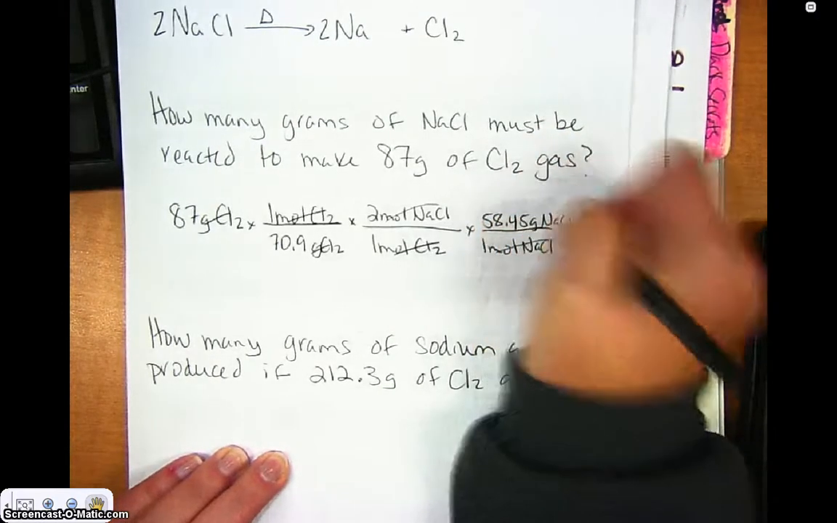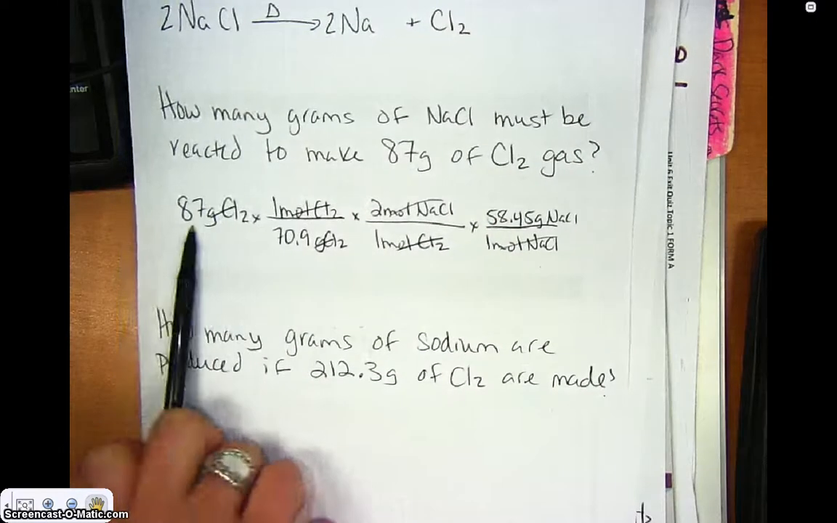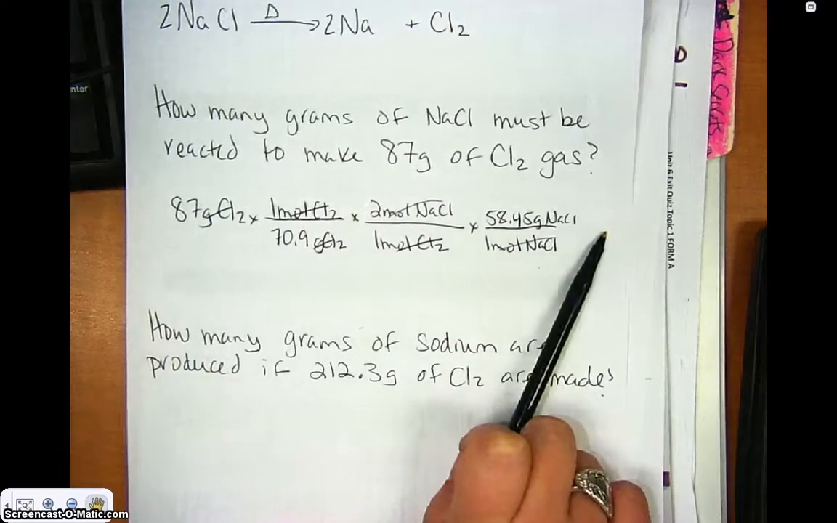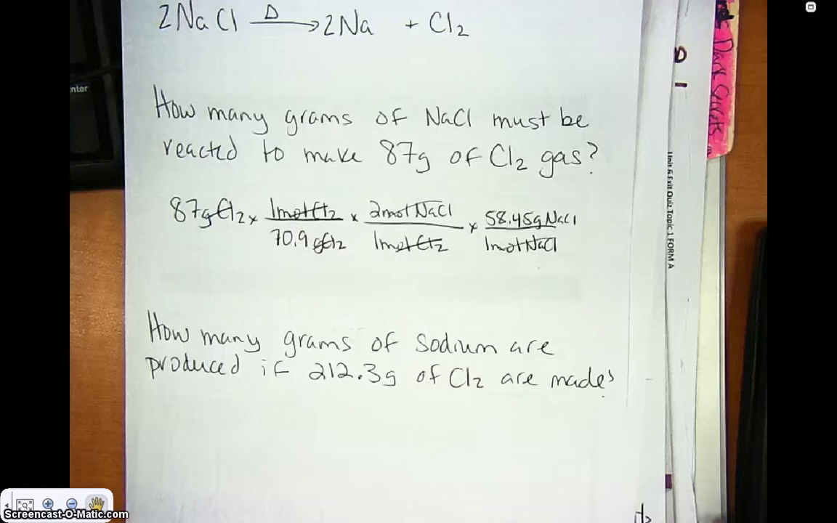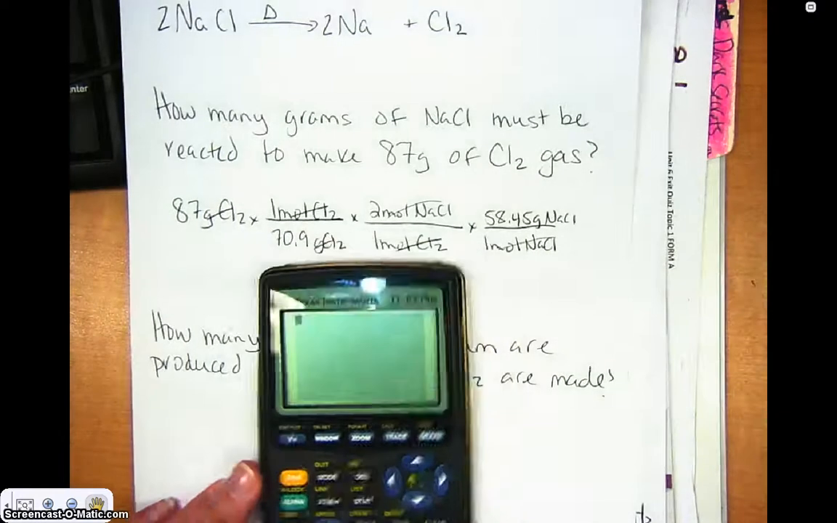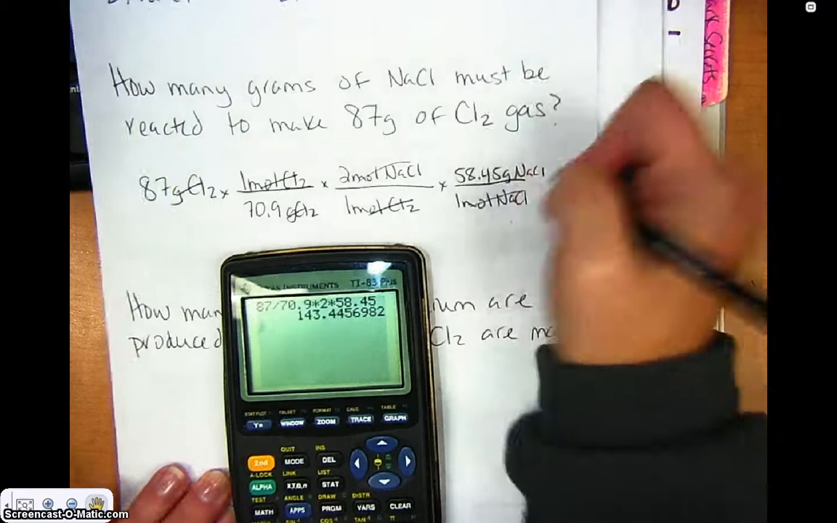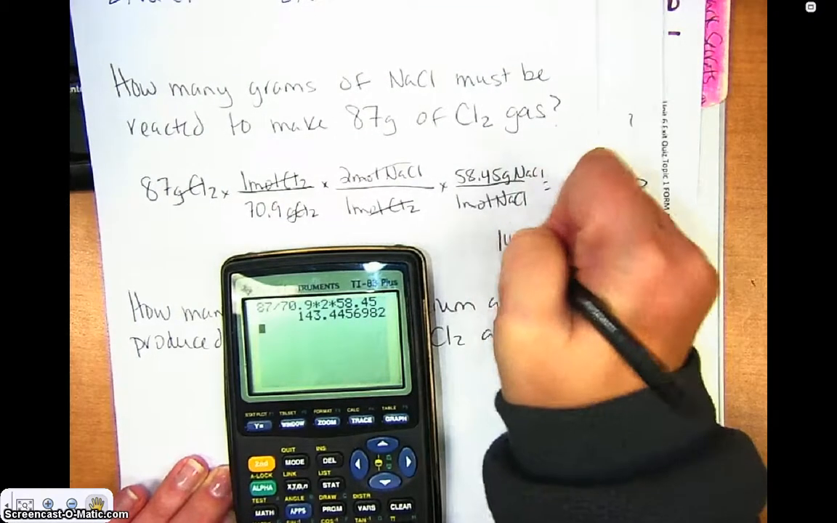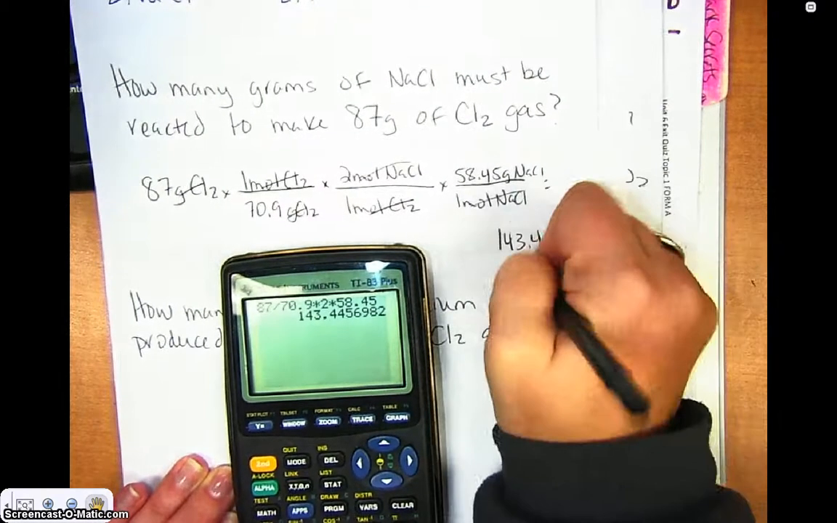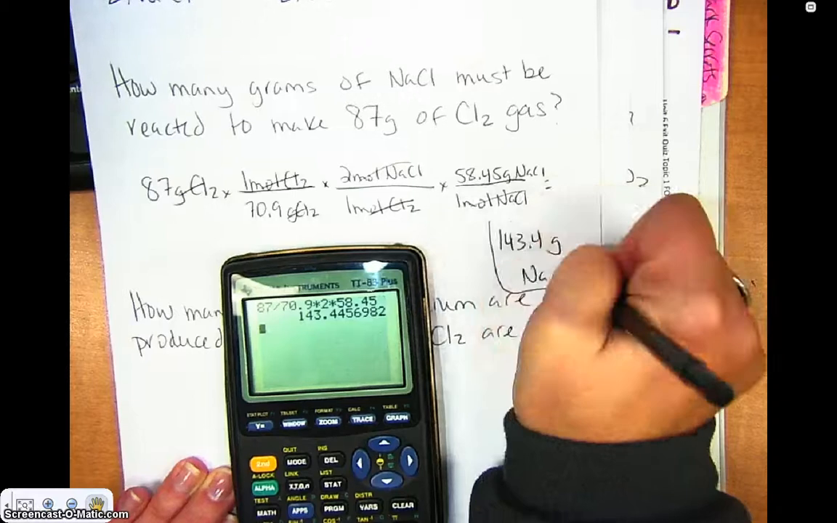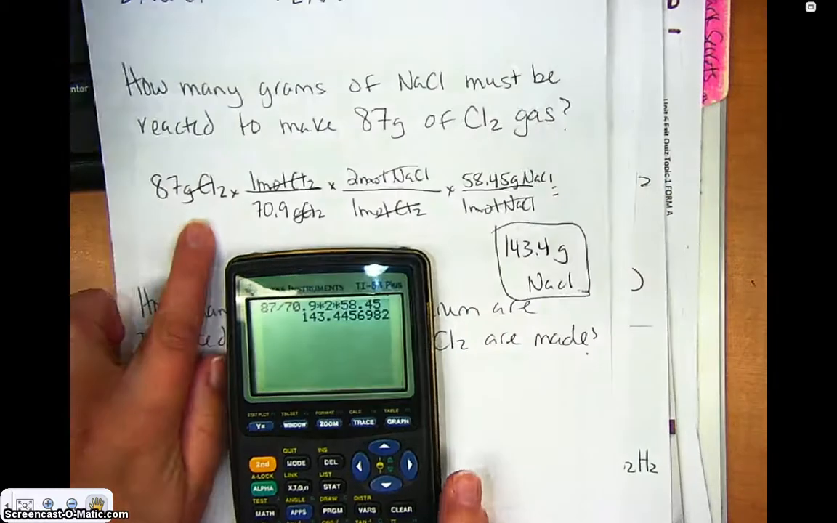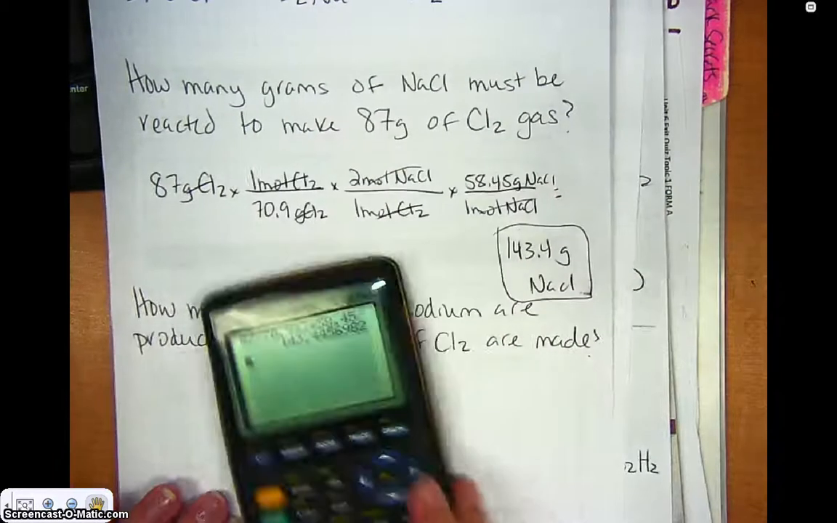Again, I'm just going to work my way from left to right, and if the number's on top, I'm going to multiply, and if the number's on bottom, I'm going to divide. So I'm going to take 87, divide by 70.9, multiply by 2, and then multiply by 58.45. And I get 143.4 grams of sodium chloride are made when I form this much chlorine gas.